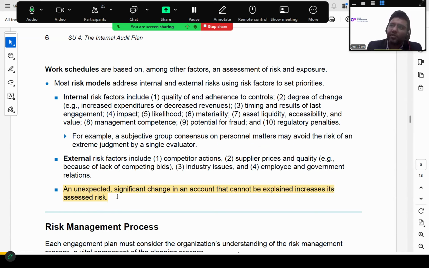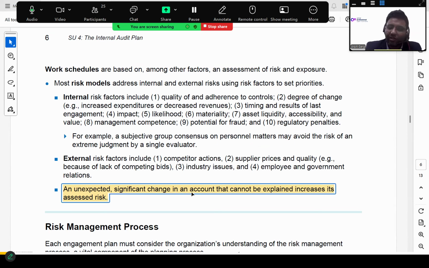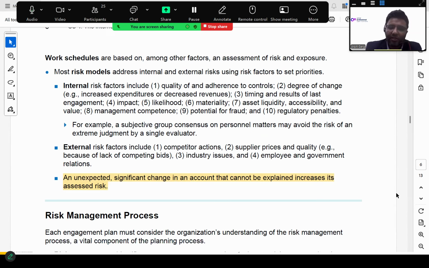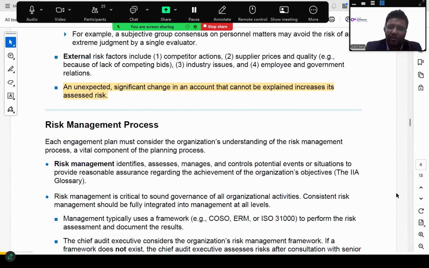Let's take an example. There's a sudden increase in an expense of T&A. Do you think that will increase the risk of that area? Yes or no? Let's take another example. There's a sudden wastage that has increased. Do you think you will probably start focusing on it as an assessed risk? The assessed risk will be high on that area. Yes or no? Yes. Right. So can you all read it? An unexpected significant change in an account that cannot be explained increases its assessed risk.